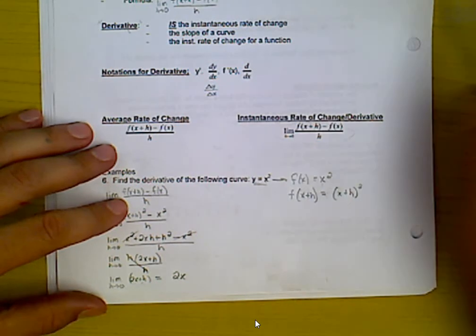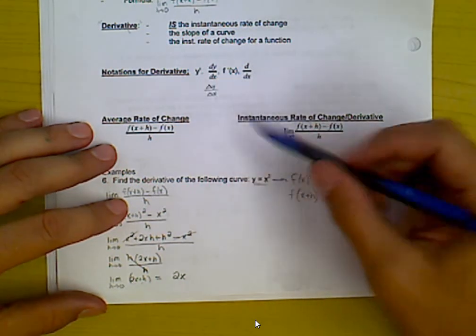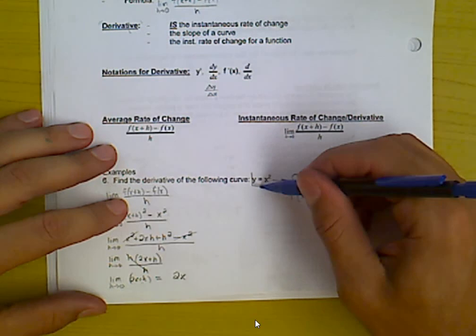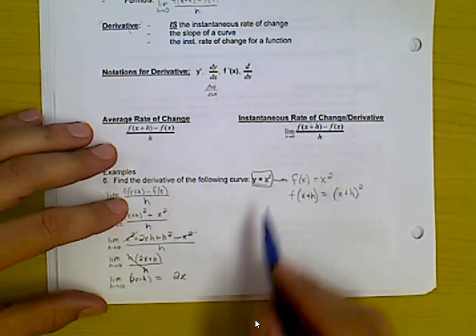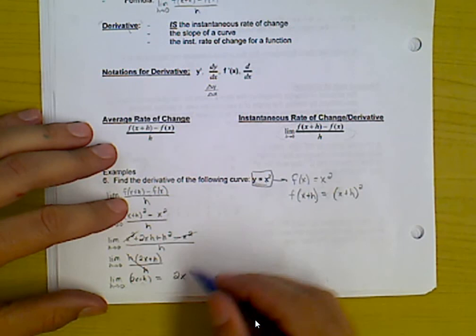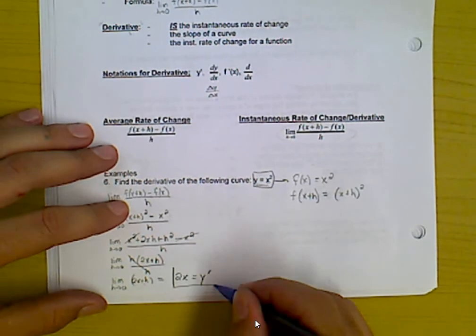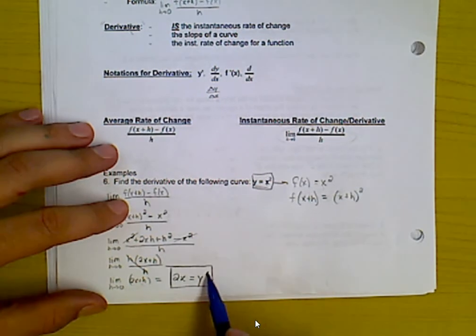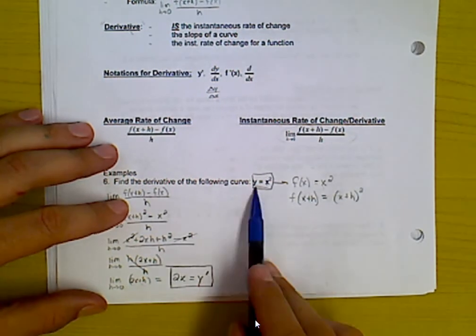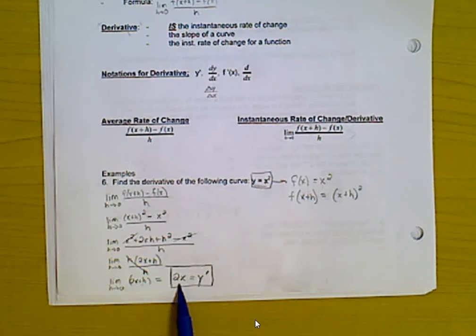So since these are our derivative notations, notice how we started out with this equation. Now that we've taken the derivative of this, we would say that this would equal y primed. That is the derivative. This is the derivative of y. So this is our original equation, and that is your derivative. Okay.